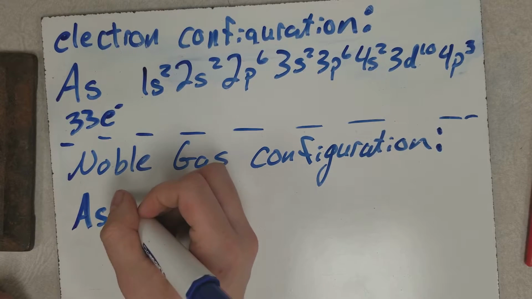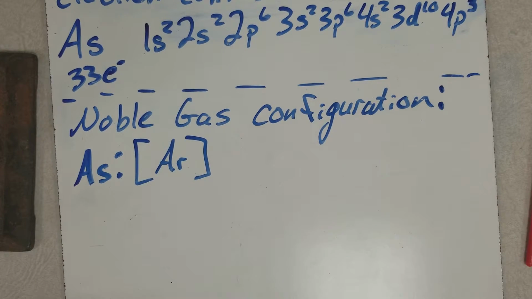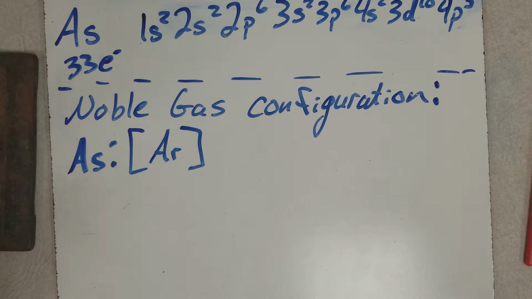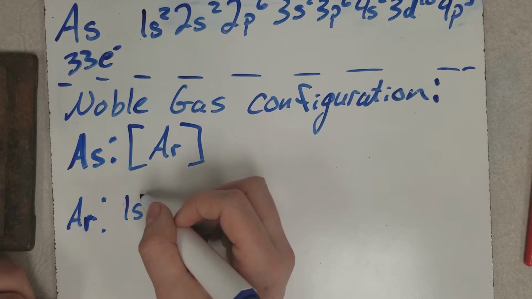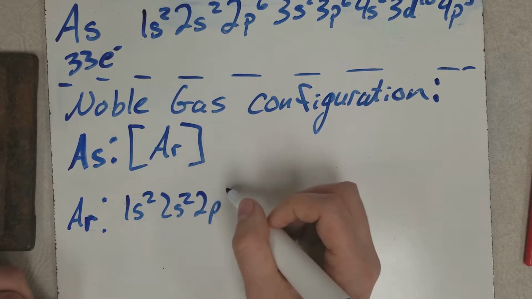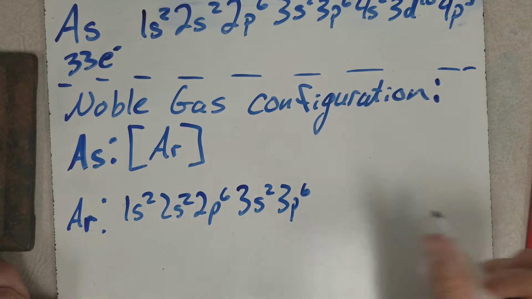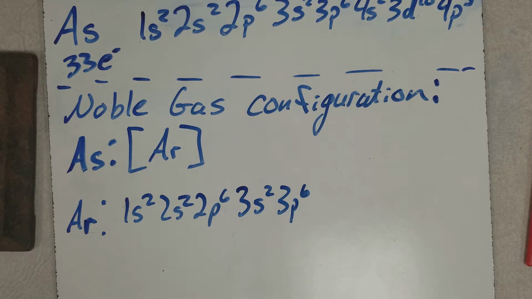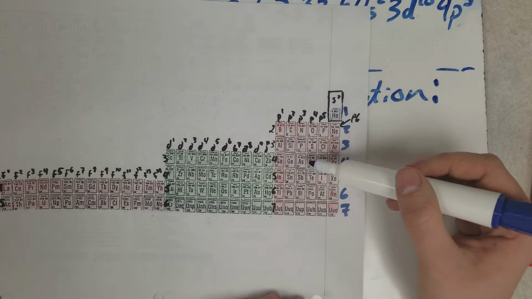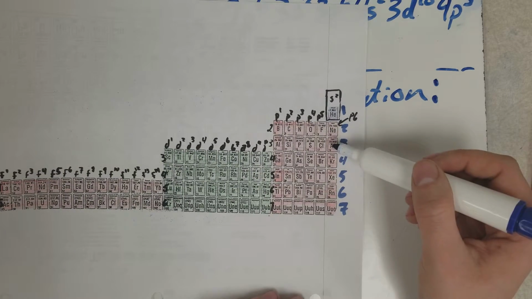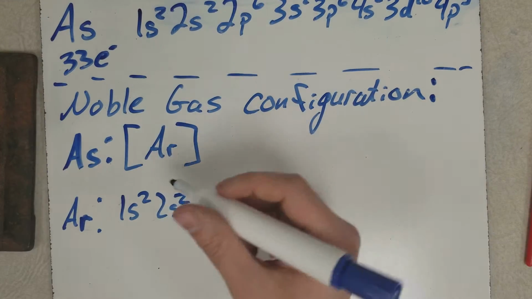So for arsenic, what we'll do is write argon, because argon's electron configuration, if we were to write all of this out, would be 1s2, 2s2, 2p6, 3s2, 3p6. So there is argon's. The easiest way to figure out what our last one is, is by looking at your colored periodic table. When we look at argon, it is in the 3rd row, and it is in the p6 column, so it ends with 3p6.